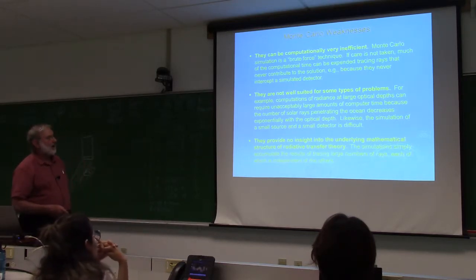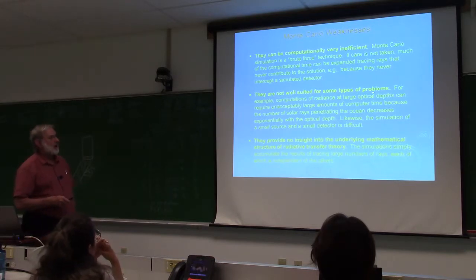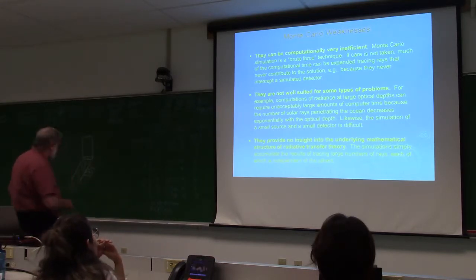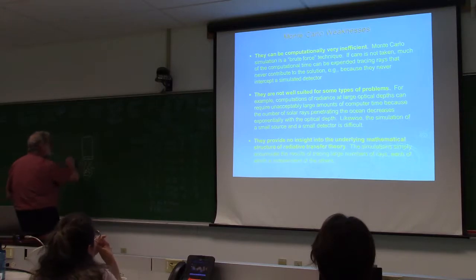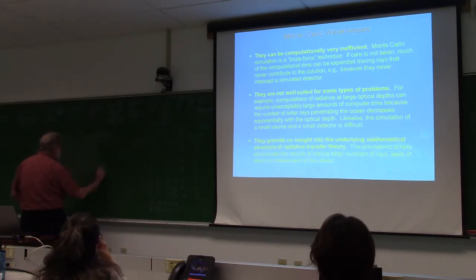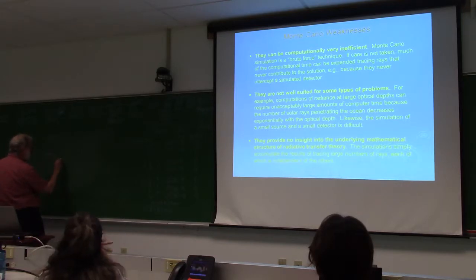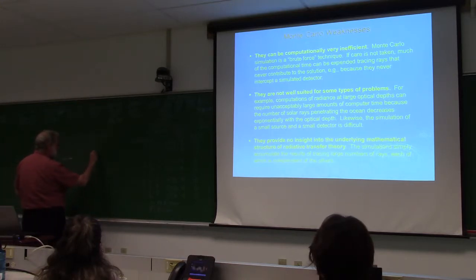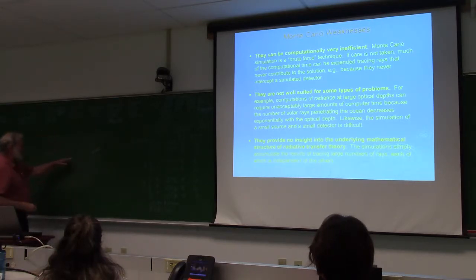There's some kind of problems that they don't work well for. And that's if you have a point or very small source and a very small detector. So let's say I have a little laser here. It's shooting out photons, and I have, let's say, a little radiance detector here that's looking at some little solid angle. And I want to know, what radiance would I measure here?